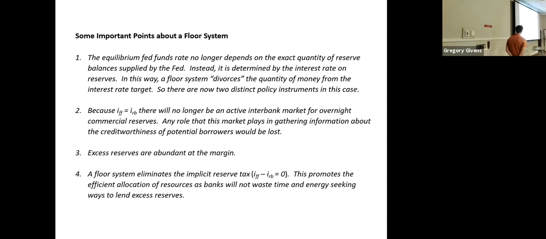One last point I want to make about this. A floor system, and this would be, I guess, an advantage over the corridor system, is that it eliminates this implicit reserve tax. That is, if the funds rate is above the IOER rate, banks want to lend excess reserves to avoid that tax. That creates this hot potato problem that we talked about in the last class, where one bank was always trying to lend to another. And there's resources wasted in trying to constantly lend that money in overnight markets, all right? When the funds rate is equal to the interest rate on reserve balances, that hot potato problem goes away. There's no longer an implicit tax imposed on excess reserves, and so banks don't waste resources trying to find clever ways of unloading those excess reserves.